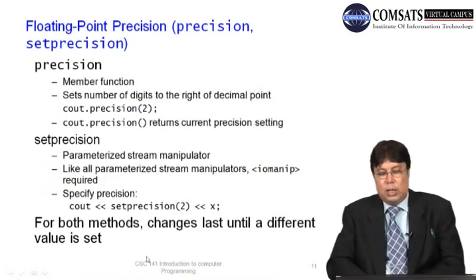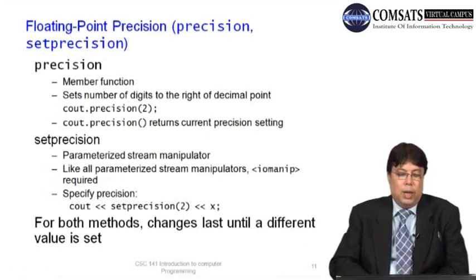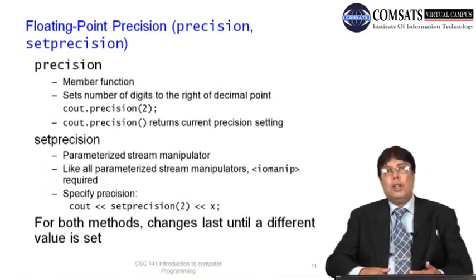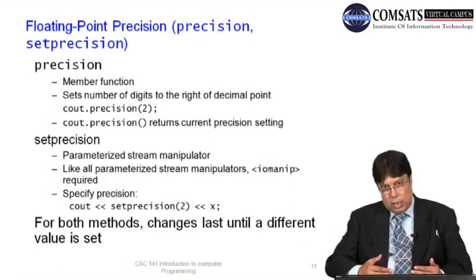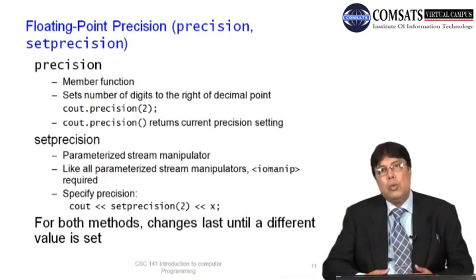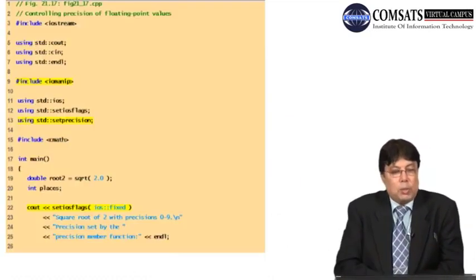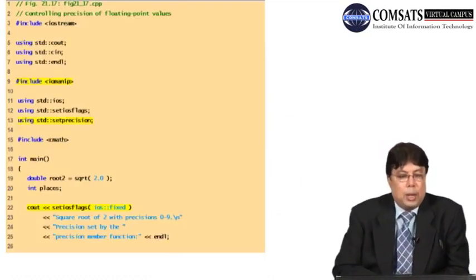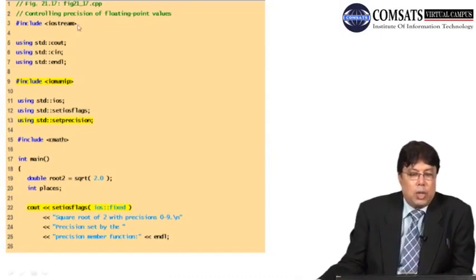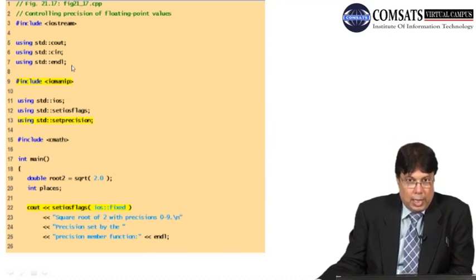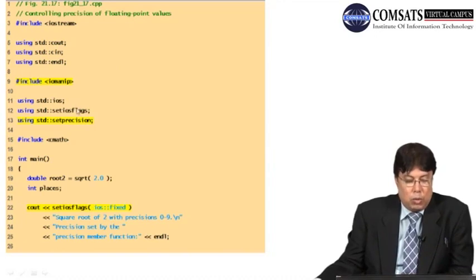So both methods change the value until a different value is set. Whatever you set remains there throughout the execution of the program until you reset the previously defined value. In this particular example, we are using it as an iostream object, so you can use it as a member function, but in the same program you can also use it as an IO manipulator. It's a parameterized manipulator, so you can use that too.